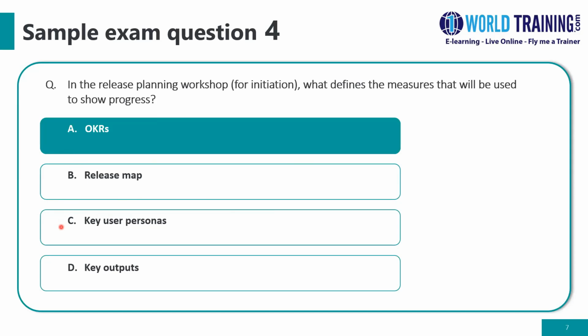Choice C, user personas. Now, this is not part of the release planning workshop for initiation. It's used in the project initiation workshop to identify and define key user personas that will guide product decisions. Then choice D, key outputs. This is in the wrap-up topic. It includes activities to review key outputs, and these are not used to define the measures to show the progress.